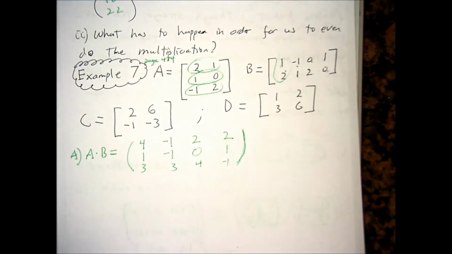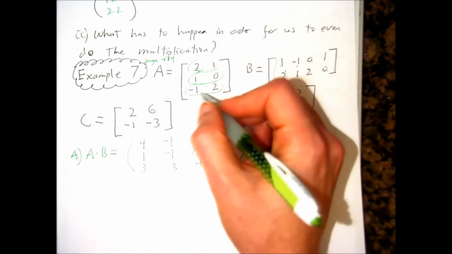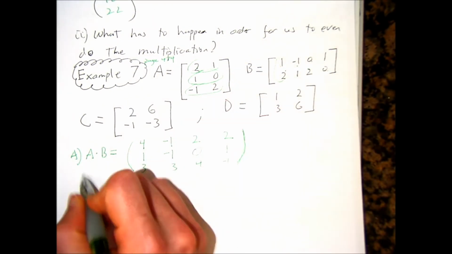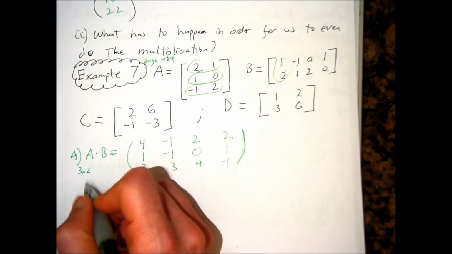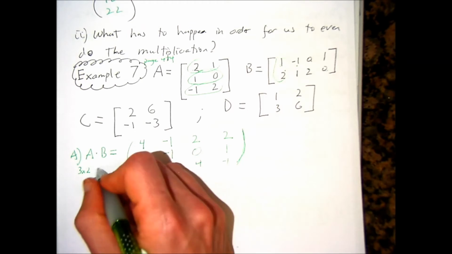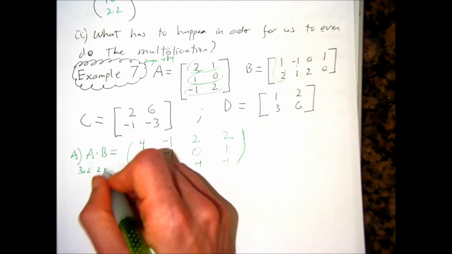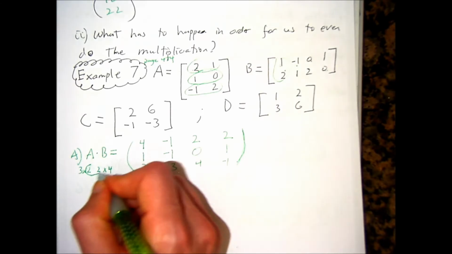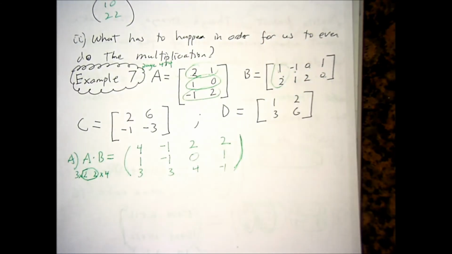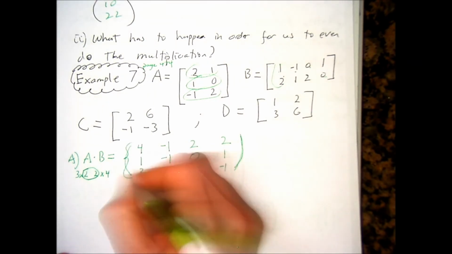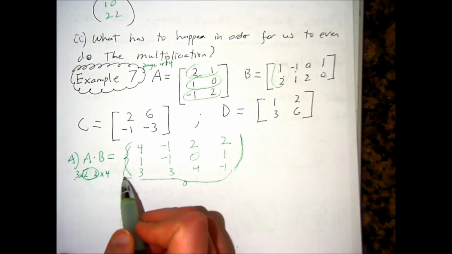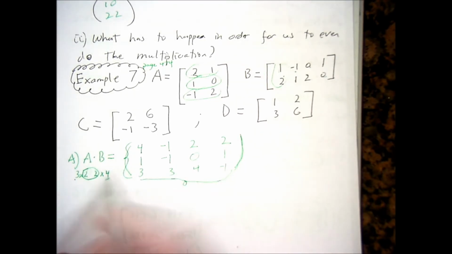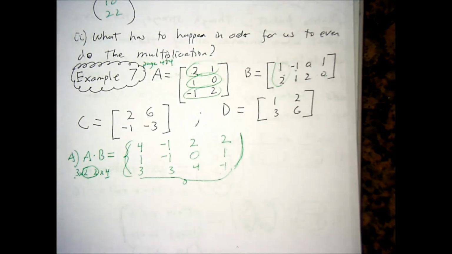So, again, a sanity check. What were the dimensions of this matrix? It was 3 rows and 2 columns. And then the second one was 2 rows and 4 columns. These two numbers match, so we can do it. What did we end up with? We ended up with 3 rows and 4 columns. So that's how that works.